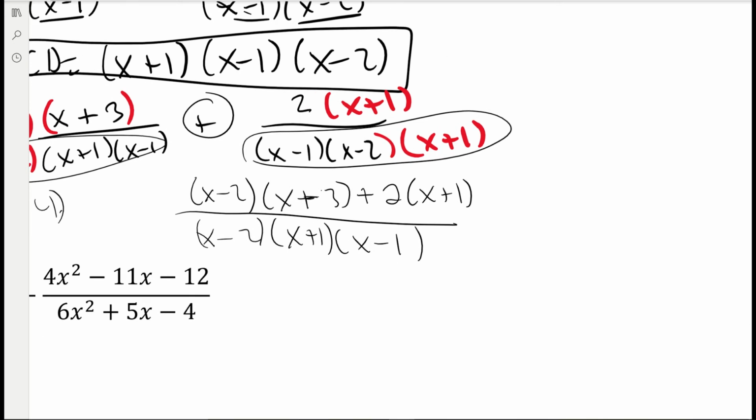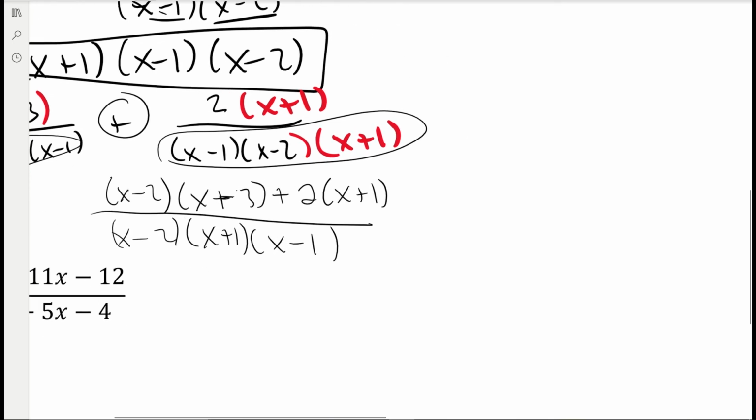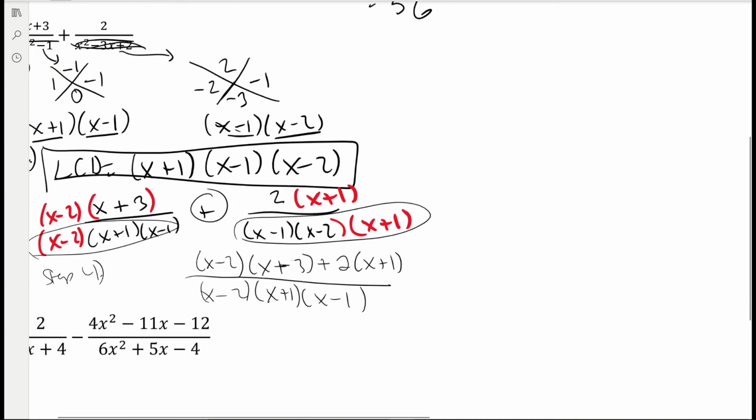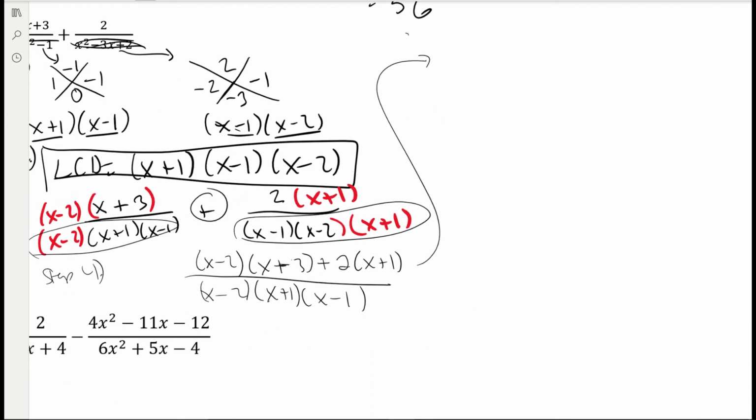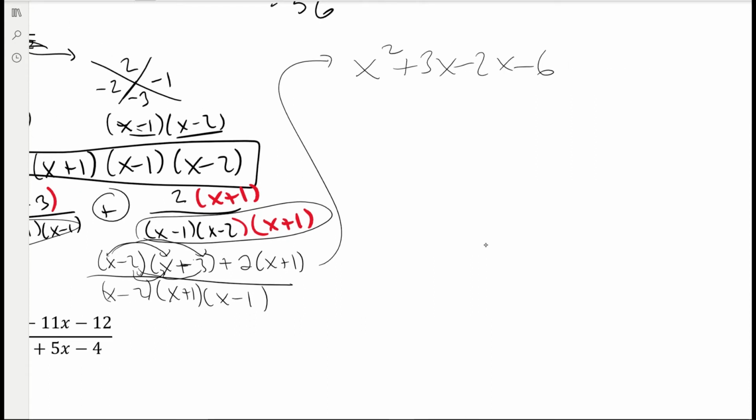Then step 4 is just do a lot of simplifying. So step 4 is the big simplification step. So we'll go ahead and do that over here because there's a lot to be done for step 4. We'll have to FOIL this first part. So we have x times x is x squared. First, outer, inner, last. So first terms, then outer: x times positive 3 is 3x. Inner: negative 2 times x is negative 2x. And last: negative 2 times 3 is negative 6. So we FOILed that first part. And then for the next part we'll have to distribute the 2. So we have plus 2x plus 2 times 1 is 2.